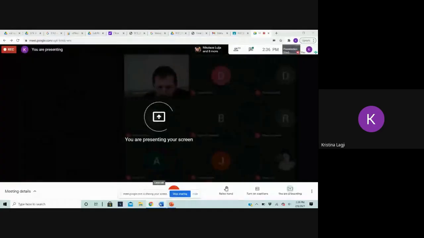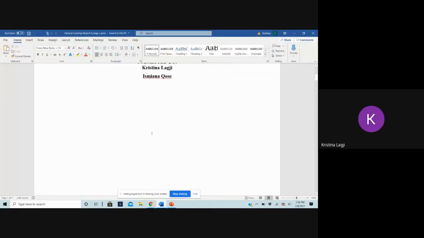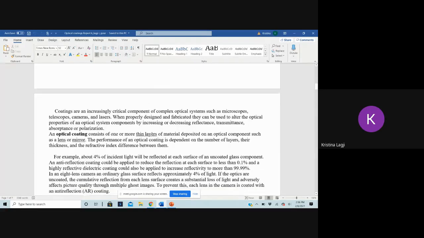Okay, so we have selected to present part of the report and part of the PowerPoint, but not all of them, because the PowerPoint is more about data sheets and also figures, images. So the title of our project is optical coatings, and we should first start by giving the exact definition of what optical coatings are. We can say that they are an increasingly critical component of complex optical systems such as telescopes, microscopes, lenses, or cameras. When they are properly designed and fabricated, they can be used to alter the optical properties of an optical system by increasing or decreasing the reflectance, absorptance, polarization, or transmittance.